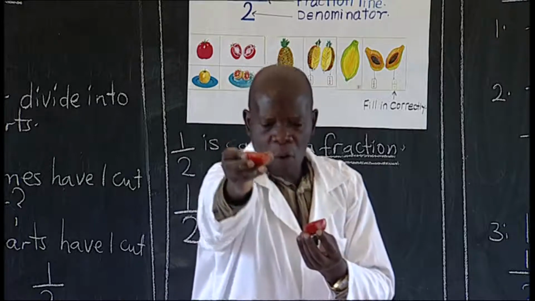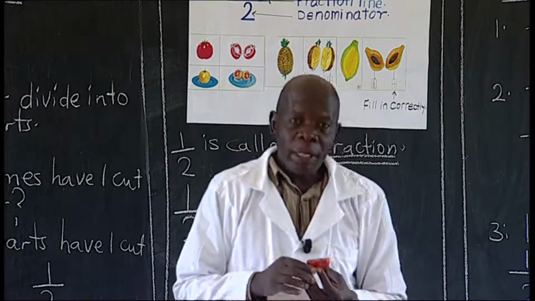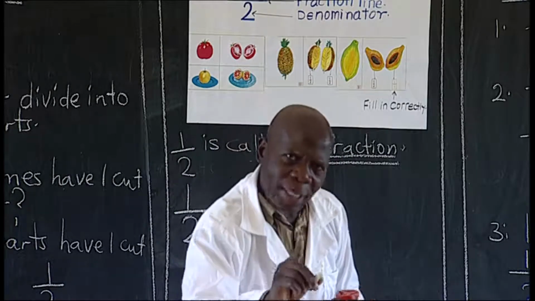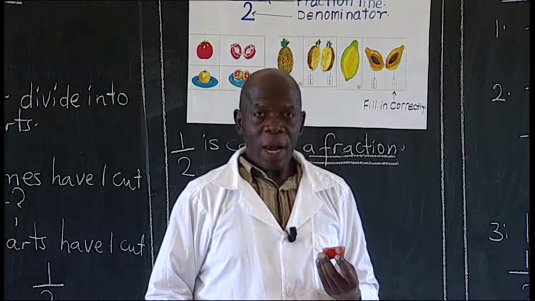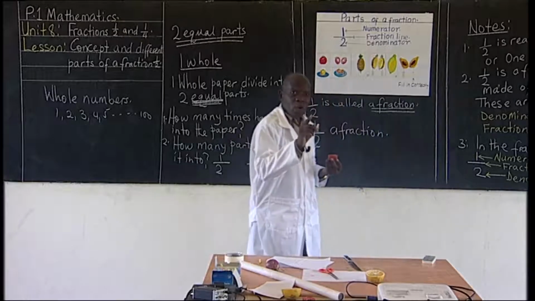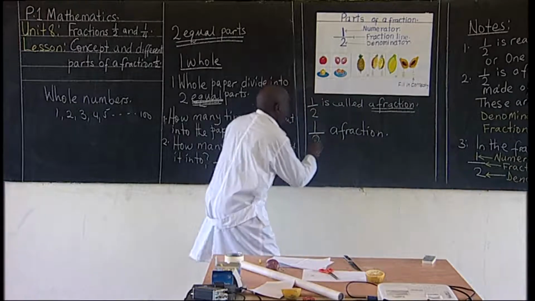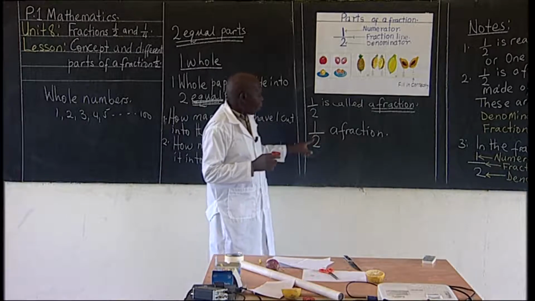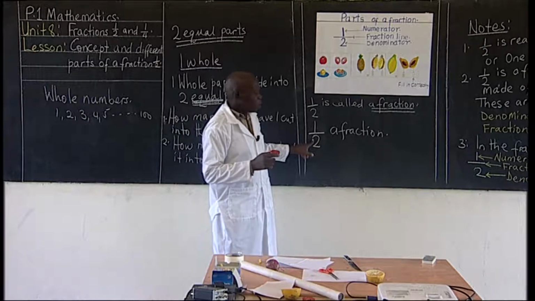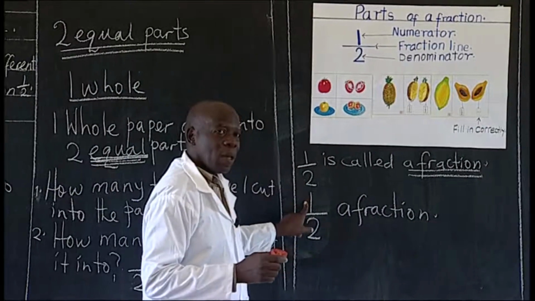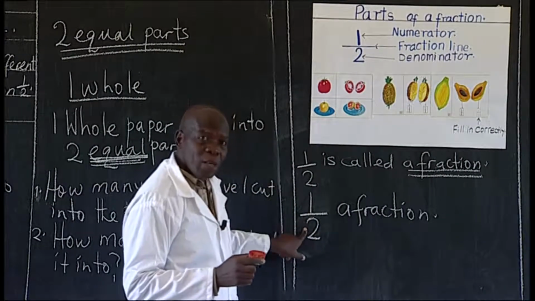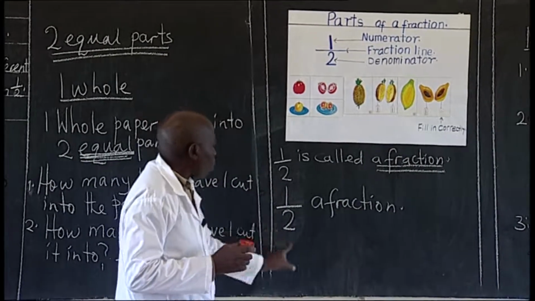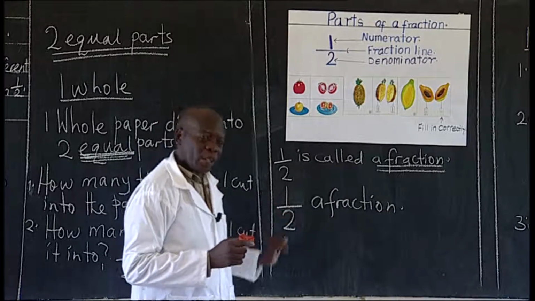So I'm giving you 1 part, and I'm taking 1. So what part have I given you? You can tell me. I've given you 1 out of 2 parts. So you have taken 1 part out of 2 parts. Is that clear, children? Great. And therefore, this is called a fraction.